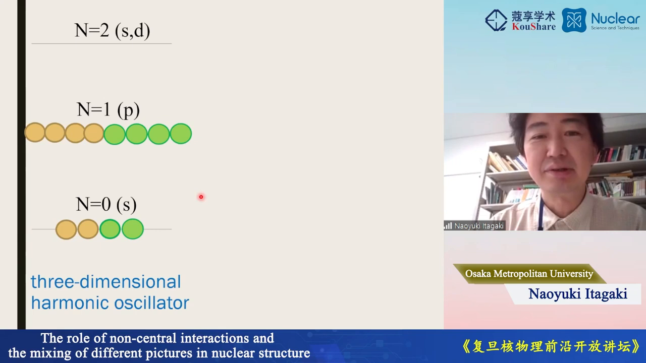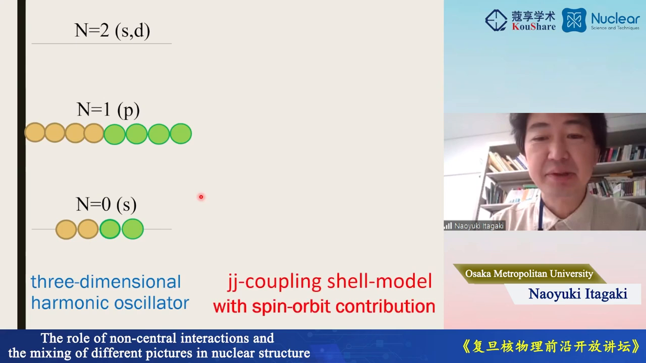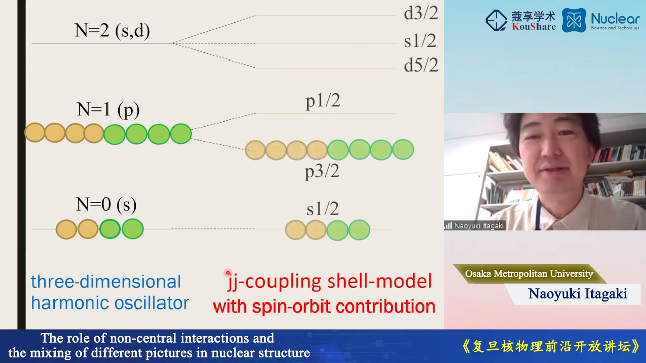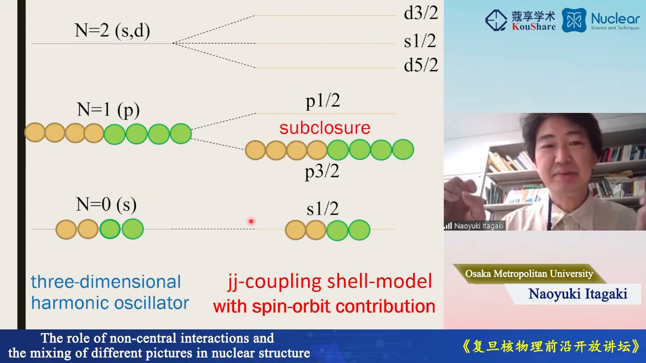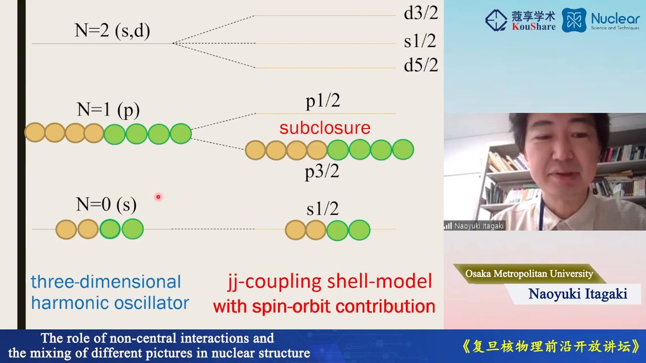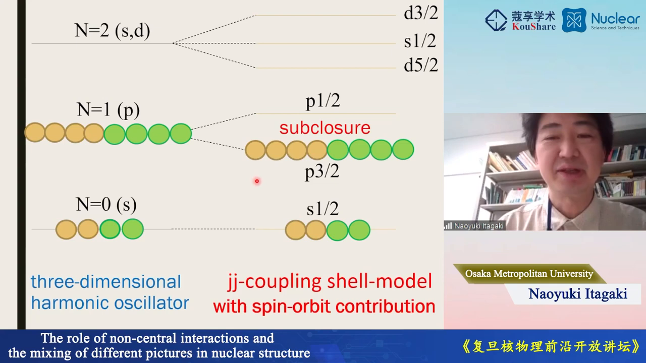But what we want is slightly different. What we want is the jj-coupling shell model, which means that each nucleon has good j and the spin-orbit interaction works. In this case, the P state splits into p3/2 and p1/2, and the eight nucleons occupy p3/2 and form a subclosure configuration of p3/2. That is what we want. So we need one more step: first we take a small distance, but then we need a transformation from the three-dimensional harmonic oscillator to the jj-coupling shell model.